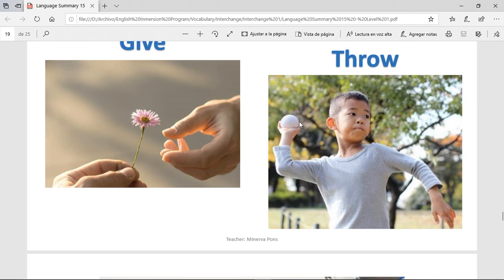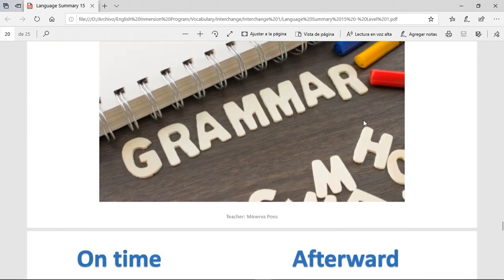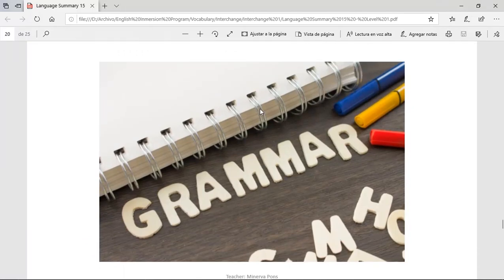To throw is to, this wall, you see this ball? It's going to go really far, like, okay, this kid is going to throw the ball. He's going to use his arm to get it far. Okay, now we're going to come back here when we get to the grammar.